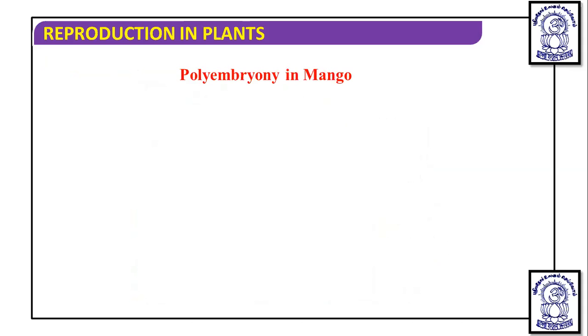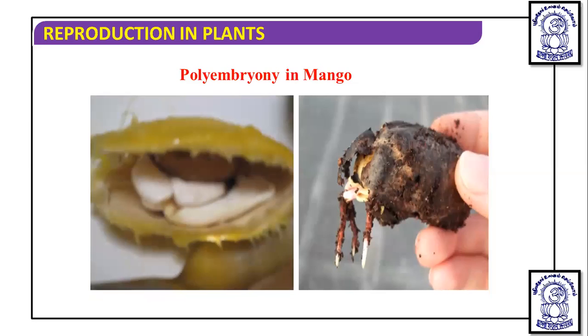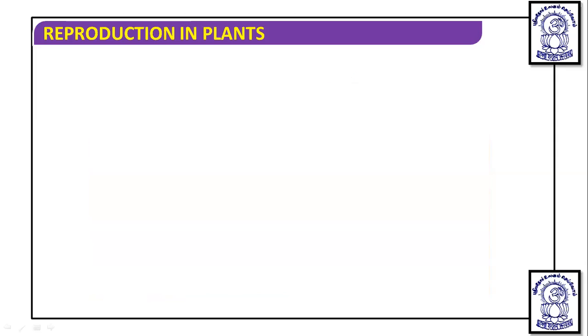This is also showing polyembryony in mango. You can see multiple embryos are found in this, showing the presence of multiple embryos. Apart from that, polyembryony is also of several types.